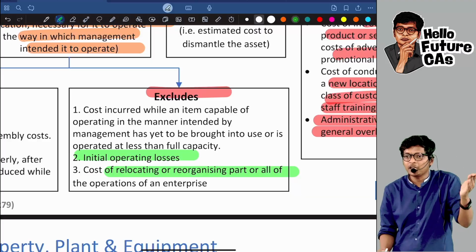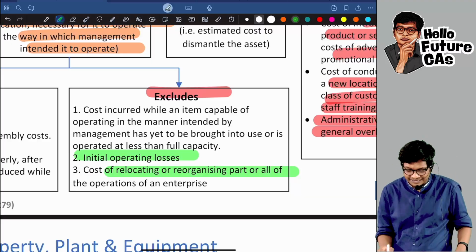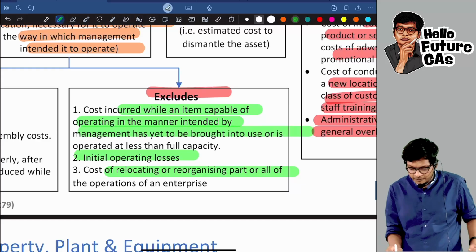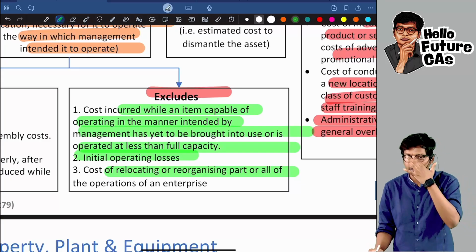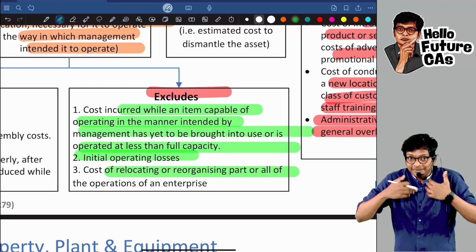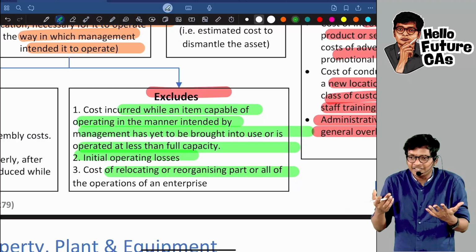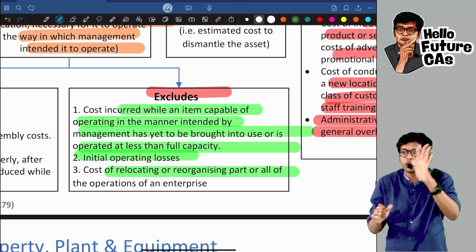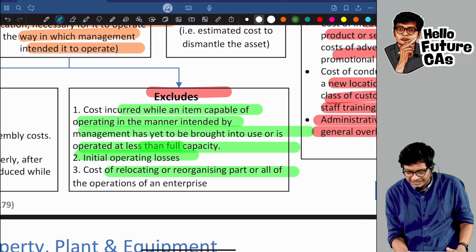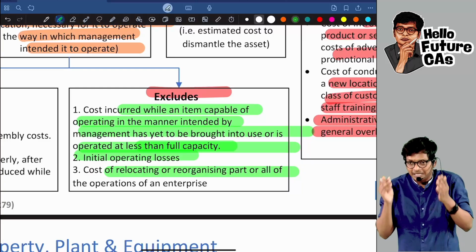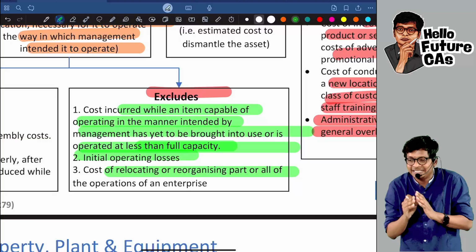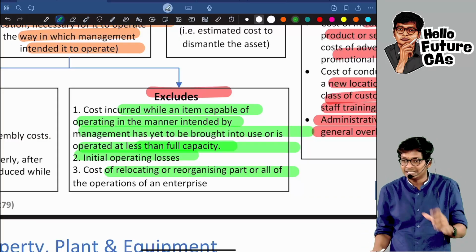Relocating, shifting of office, that is not to be capitalized. And cost incurred when an item is operating in the manner intended by management at less than full capacity. Very important point. PVR theater, 500 people can sit, sir. But now I'm testing some new sofa set. So I'm saying only 50% occupancy during COVID. Now 50% occupancy due to COVID, less than full capacity, is not my fault. It has to be done for whatever reason. So because I'm operating at less than full capacity, I will not capitalize. Are you following, guys? That loss I'm getting.